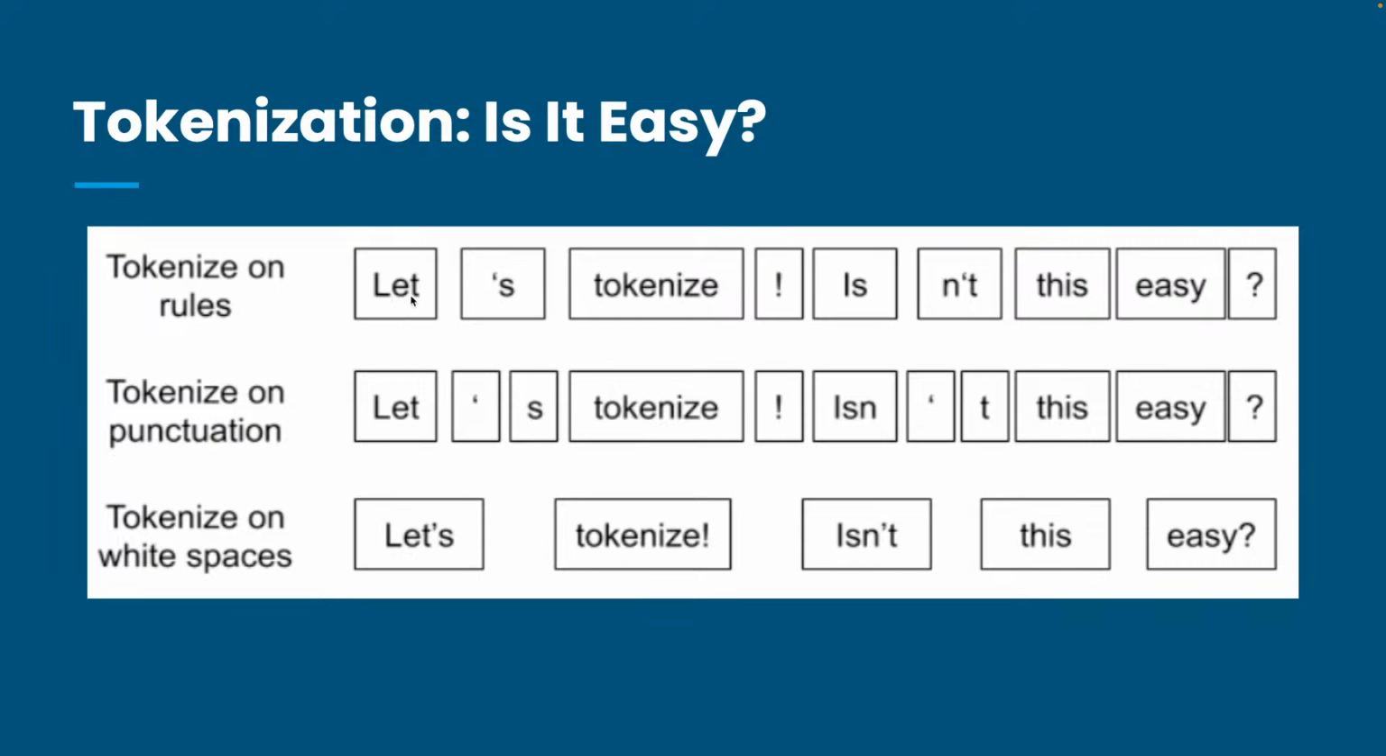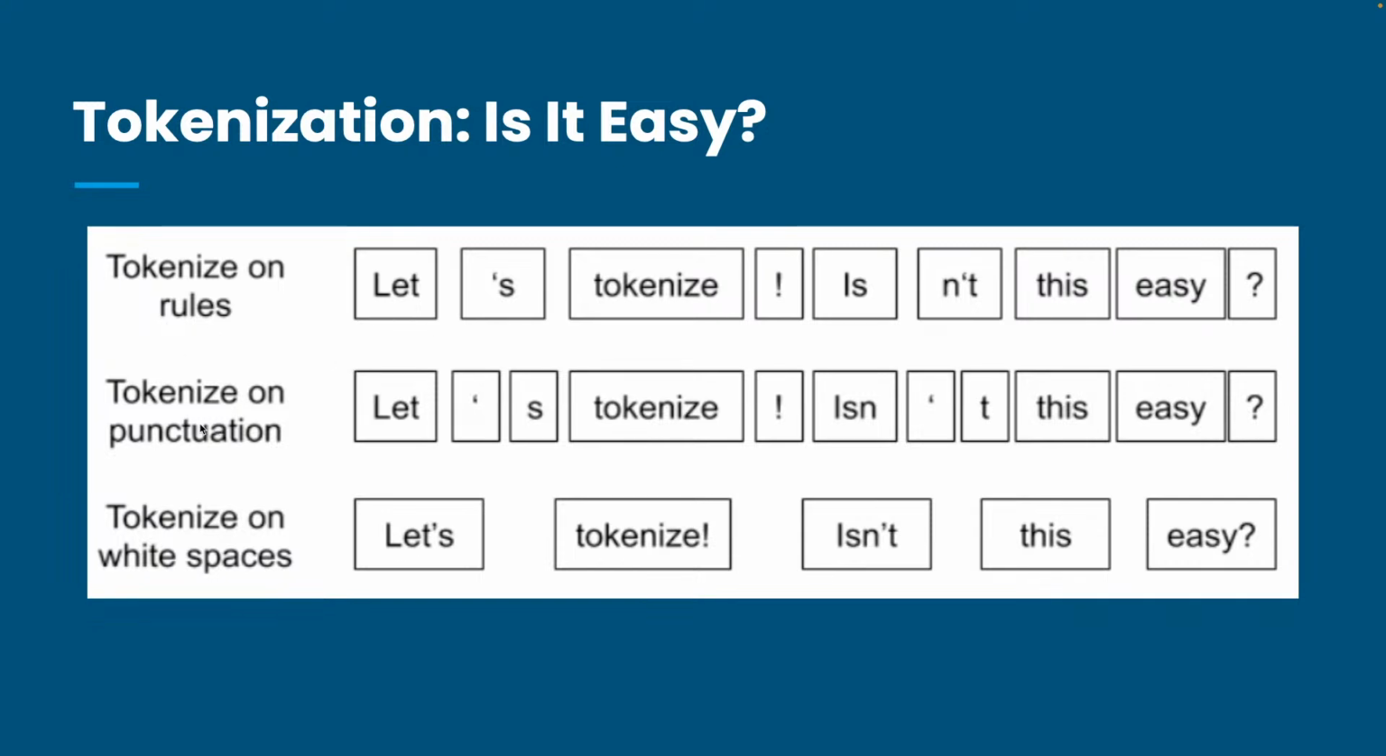Should we tokenize the subword "let" and then the apostrophe s? Should we tokenize the apostrophe and the other parts of the word separately? Or should we tokenize it entirely as a single word? This is somewhat subjective. No matter what kind of framework you use, there's always some subjectivity at play, where you could argue one of them is better than the other.